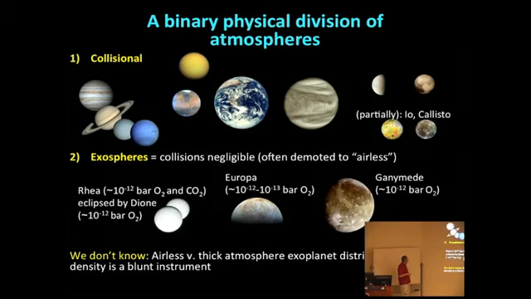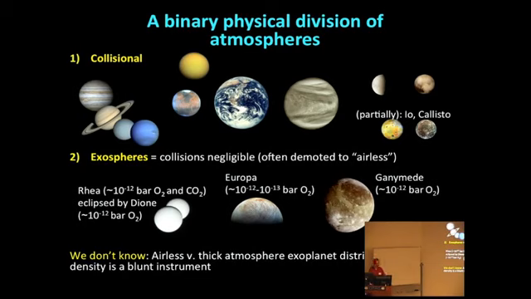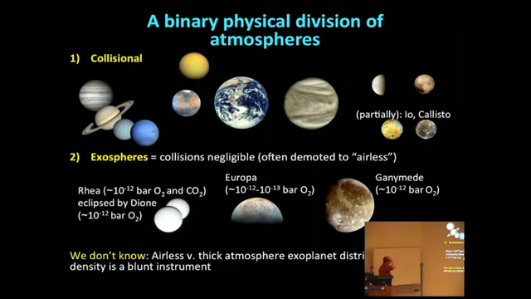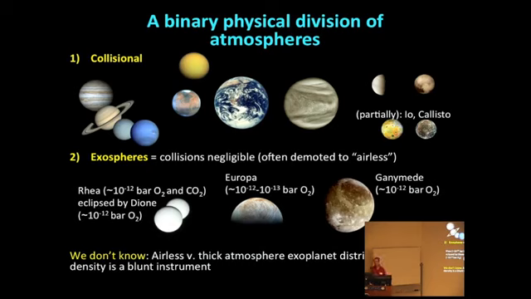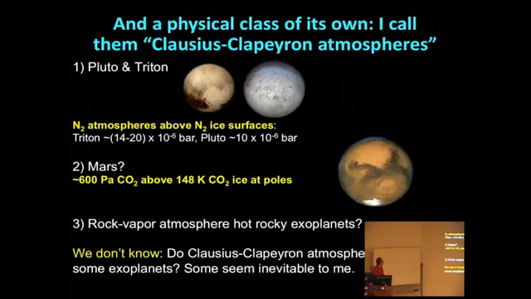What we don't know is the distribution of airless versus thick atmosphere exoplanets, and bulk density is a bit of a blunt instrument in this regard. So how that is going to be determined is going to be a lot of spectroscopy, but very important for understanding atmospheric evolution. There's also a physical class on its own, which I call them Clausius-Clapeyron atmospheres.